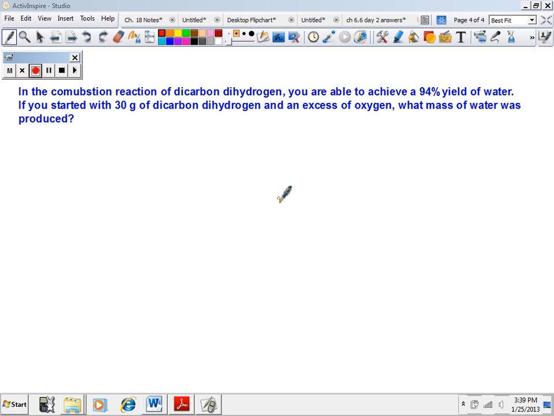All right, welcome back. Last lesson of the week, and it's dealing with a little bit more percent yield. This time we're going to kind of work it backwards. So the example problem's on the board. In the combustion reaction of dicarbon dihydrogen, which is the exact same one that we've been using all week, you're able to achieve a 94% yield of water. If you started with 30 grams of dicarbon dihydrogen and an excess of oxygen, what mass of water was produced?